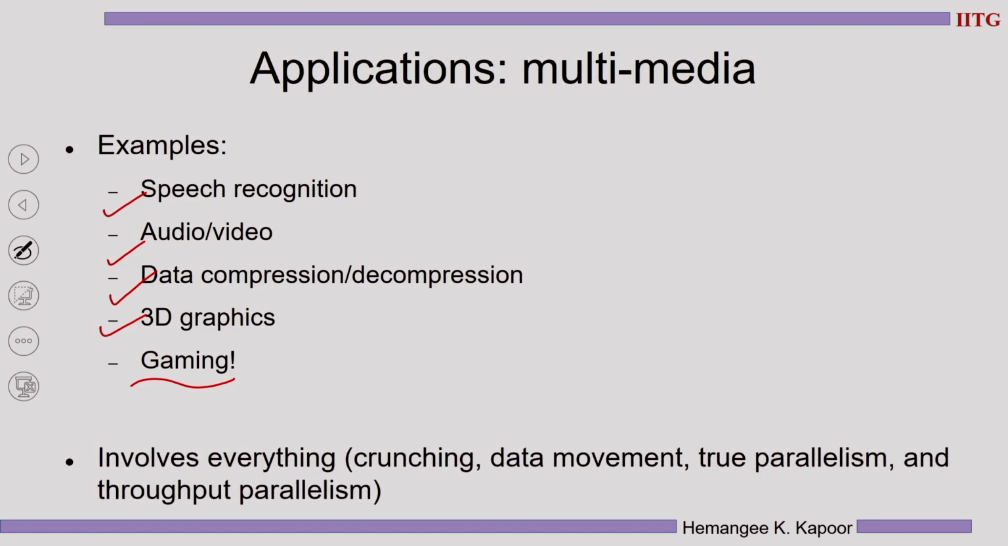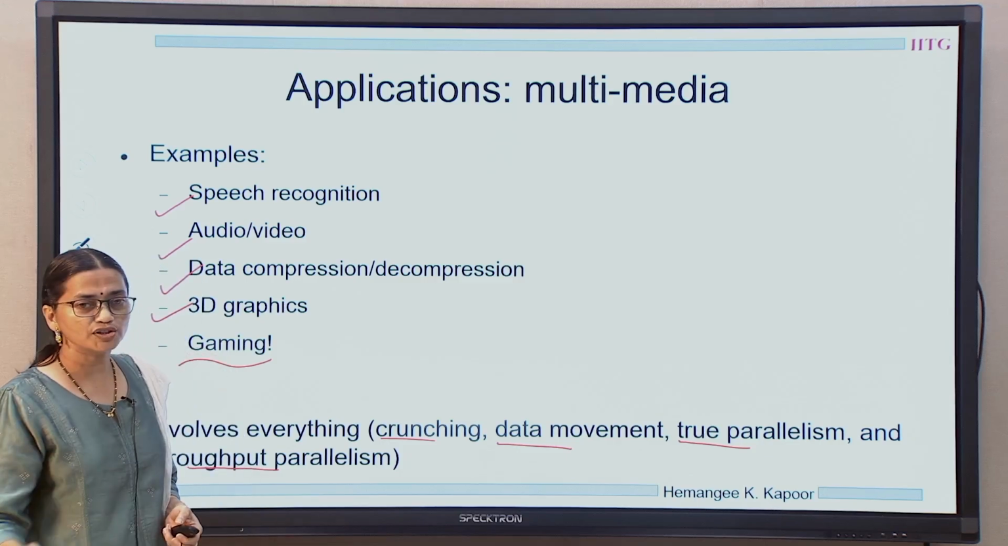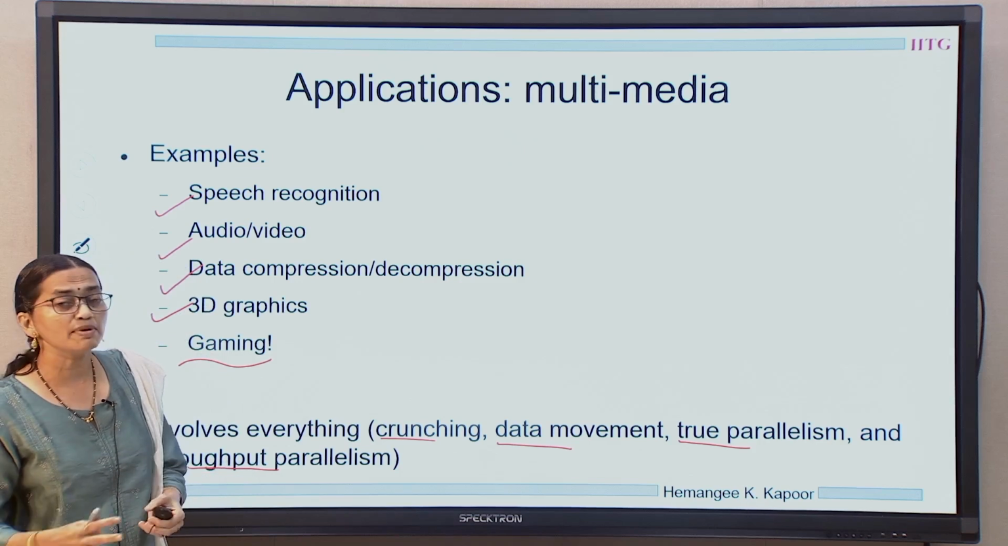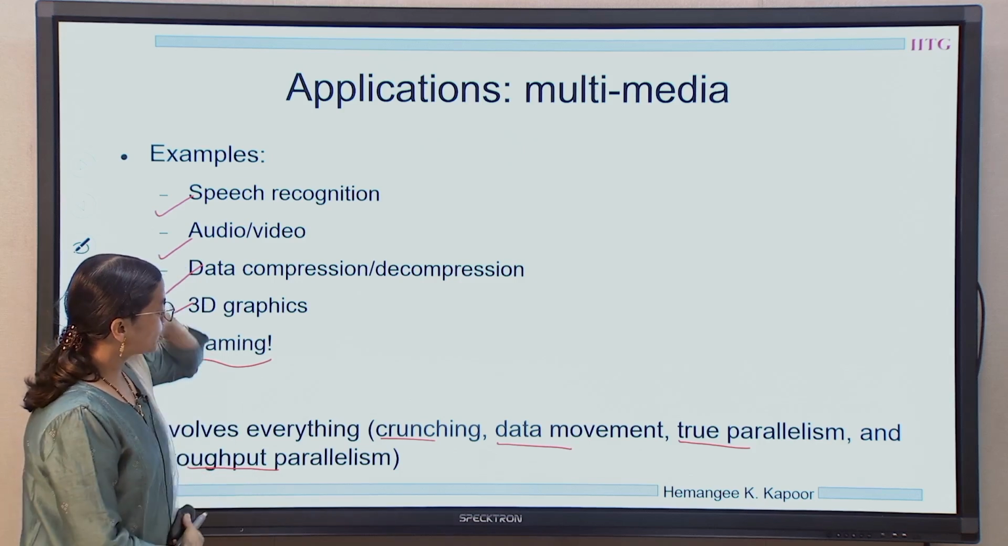Right. So all these, what does it involve? It involves number crunching, that is lots of calculation. You have data movement. As I said, that's true parallelism. There is really lots of work which can be divided across processors to be computed, and definitely throughput parallelism, because I want output at a fixed or better constant rate. So every unit of time I should be able to finish more tasks.